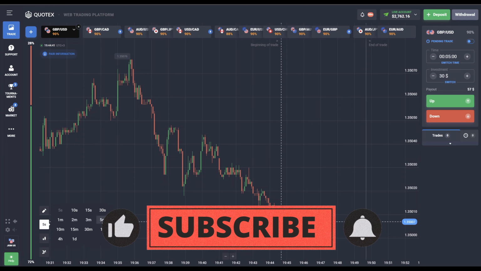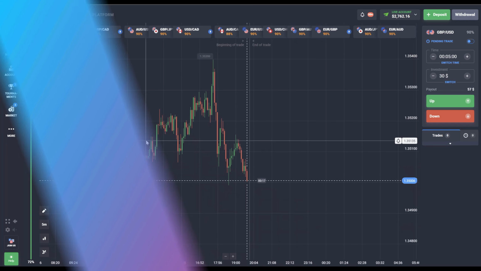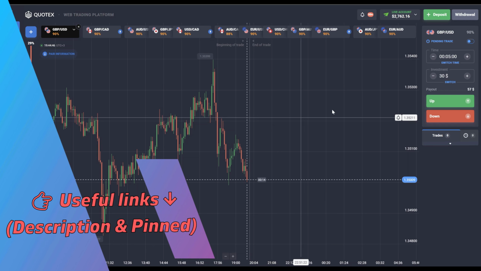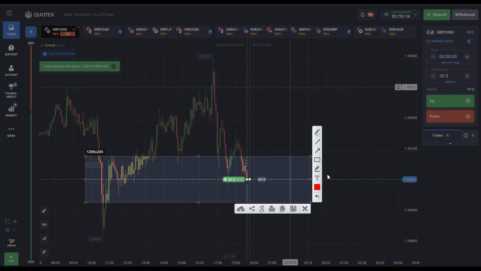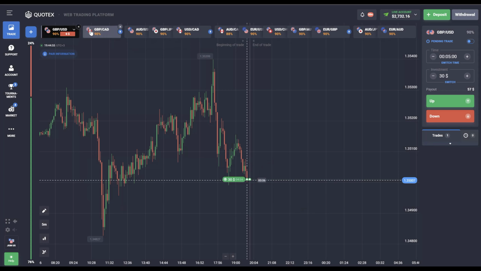Today I'll show my session at Quotex trading support and resistance levels. 5-minute expiry, $30 bet, let's get started. British pound dollar, going long at this support zone, waiting for the price to rise, let's look further.